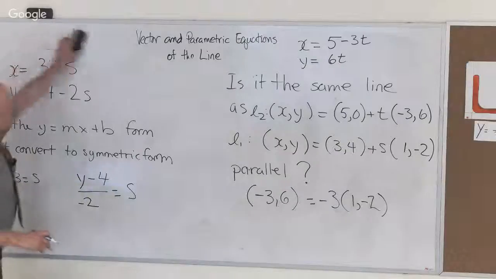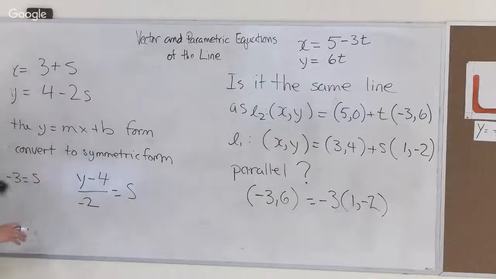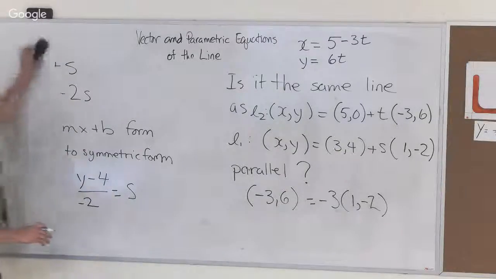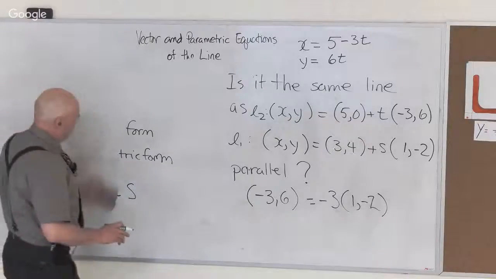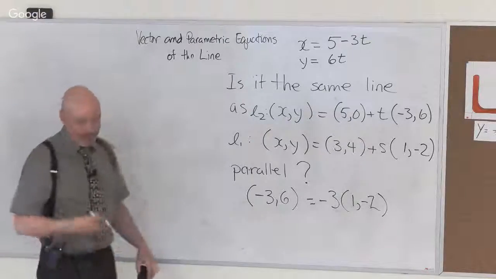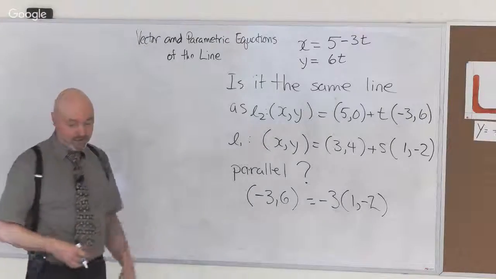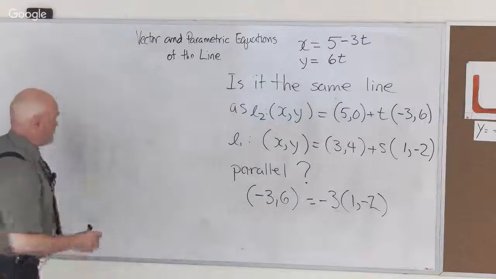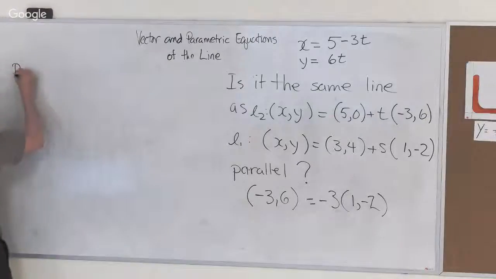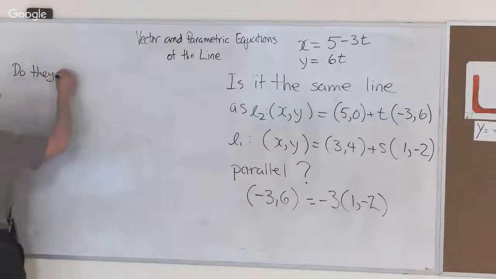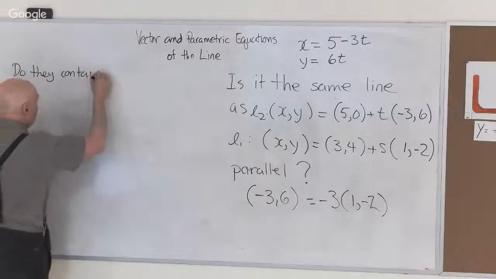Okay. We have established that those two lines are parallel. So here we go. If they're parallel and they both contain the same point, then these are the same line, essentially. They are coincident with each other. So we have to answer this second question. Do they contain a common point?